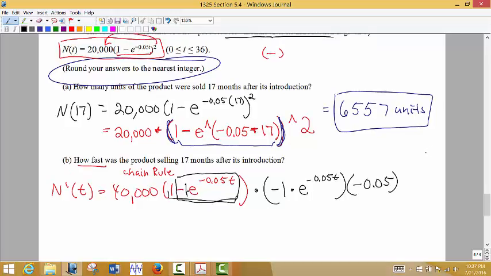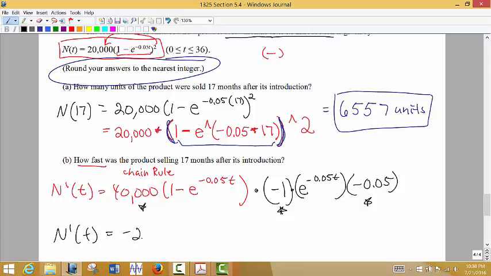I'm not going to do too much simplification here. Let me erase a little bit of our lines to make it look a little nicer. We'll do a little. Essentially we have negative 1 times e to this power times this negative 0.05. So let's take the constants that are all being multiplied in and multiply all of those together to make it look a little nicer. So n prime of t: 40,000 times negative 1 times negative 0.05. Put that into your calculator, you get negative 2,000.